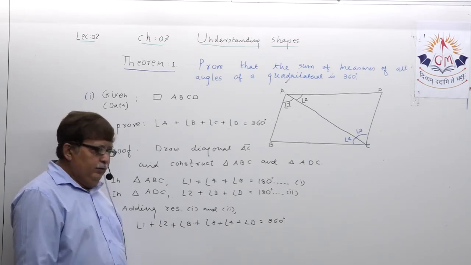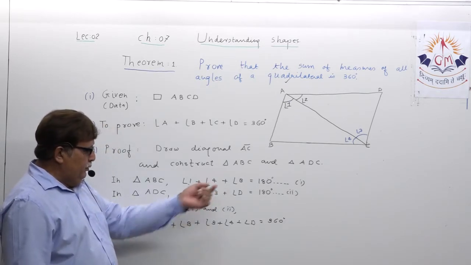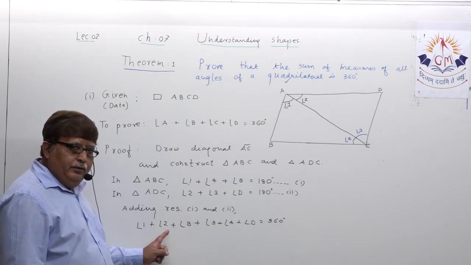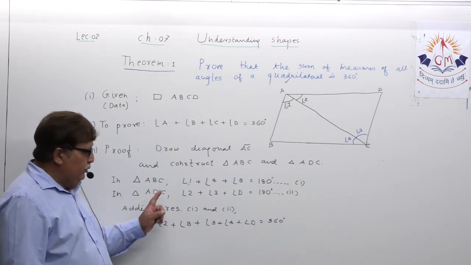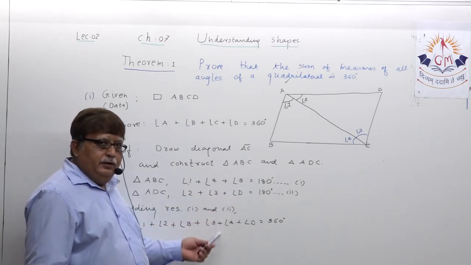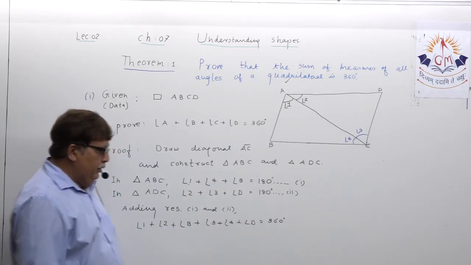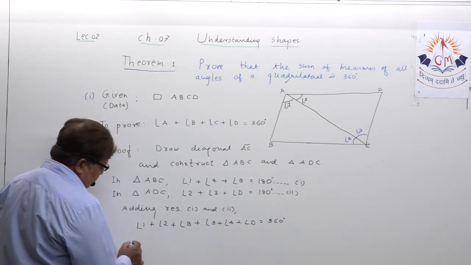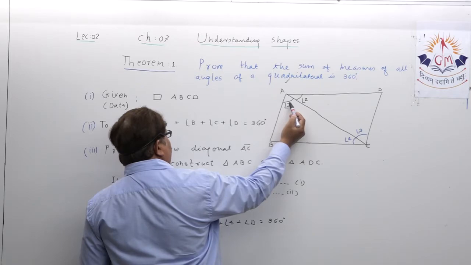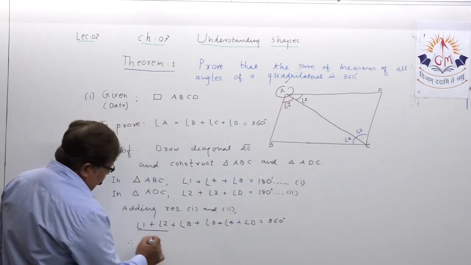First, we derived both the results. After deriving result number 1 and 2, we are adding both the results. 1 plus 2, then I took angle B, plus 3 plus 4, then angle D. Now, dear student, be watchful. I am underlining this too. Can you tell me? See, angle 1 plus angle 2 means it is angle A. You understood this? So let us write here angle A.